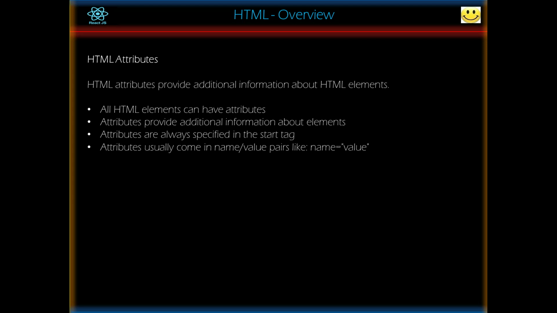HTML attributes. HTML attributes provide additional information about HTML elements. All HTML elements can have attributes. Attributes provide additional information about elements. Attributes are always specified in the start tag. Attributes usually come in name value pairs, like name equal to value.